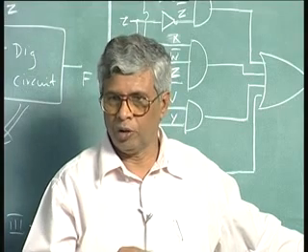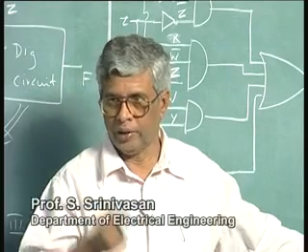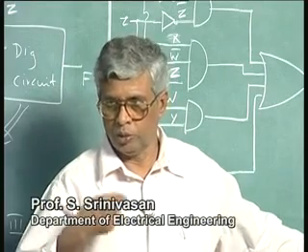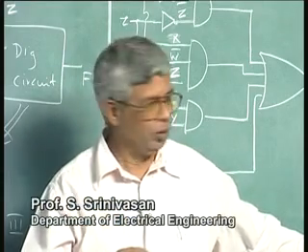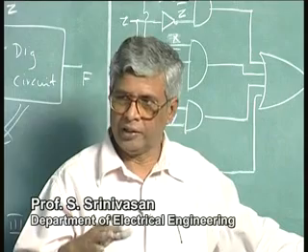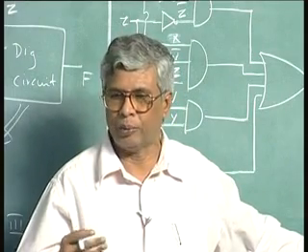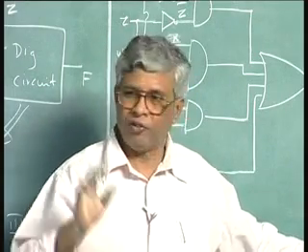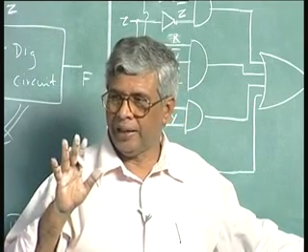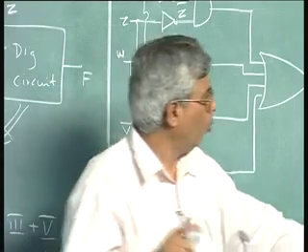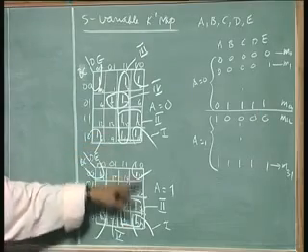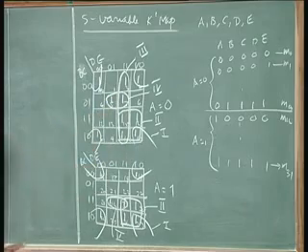I made sure that it's simple because it's an example. With 5 variables, I wanted to drive home the point of how to simplify a 5 variable map. So I made them simple, all of them essential prime implicants, so we don't have to worry about non-essential prime implicants and the proper choice of them. So we have 5 EPIs, 1, 2, 3, 4 and 5.